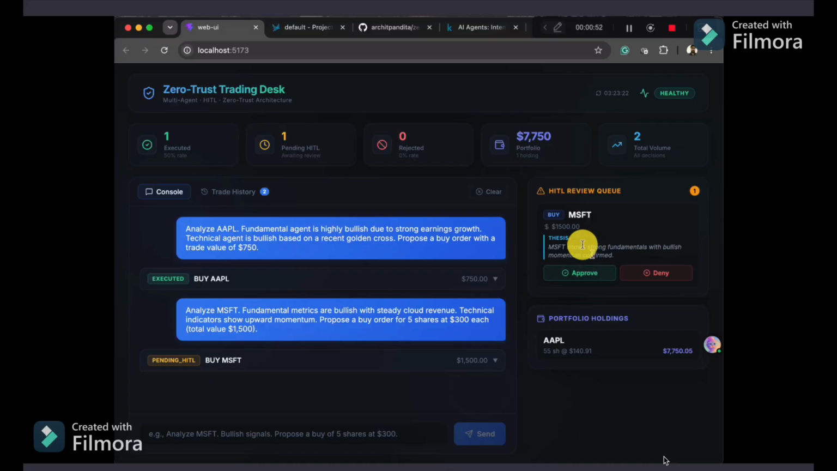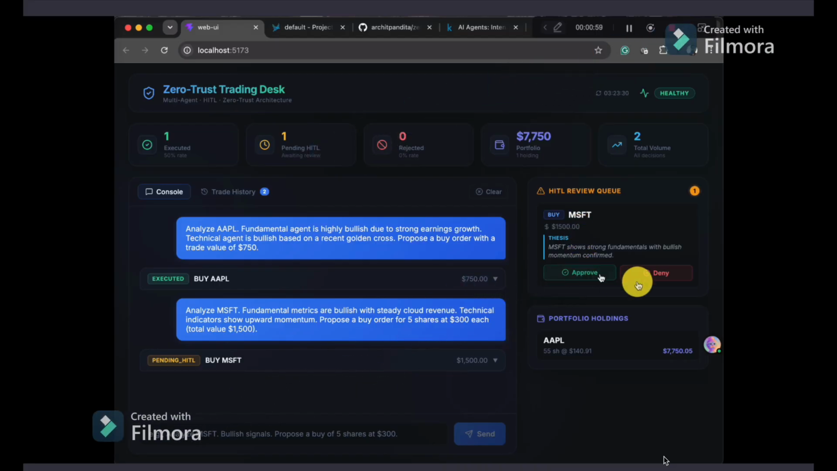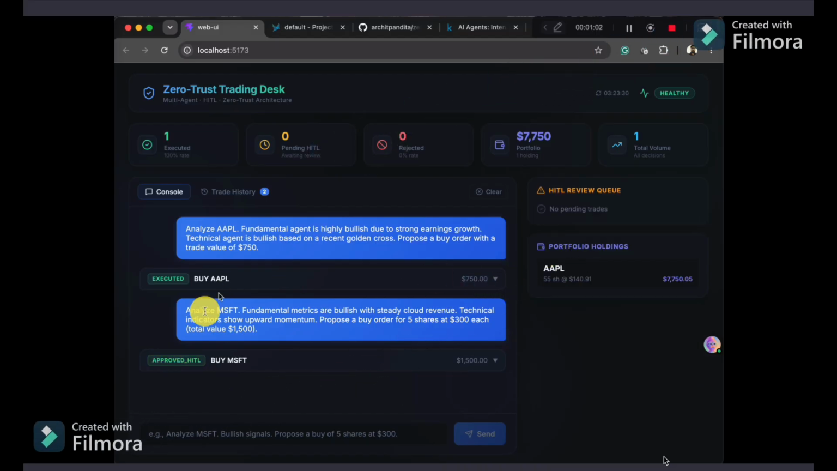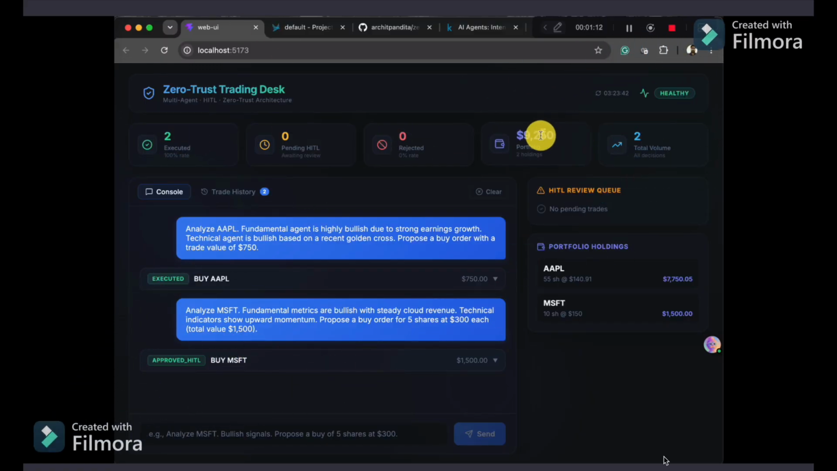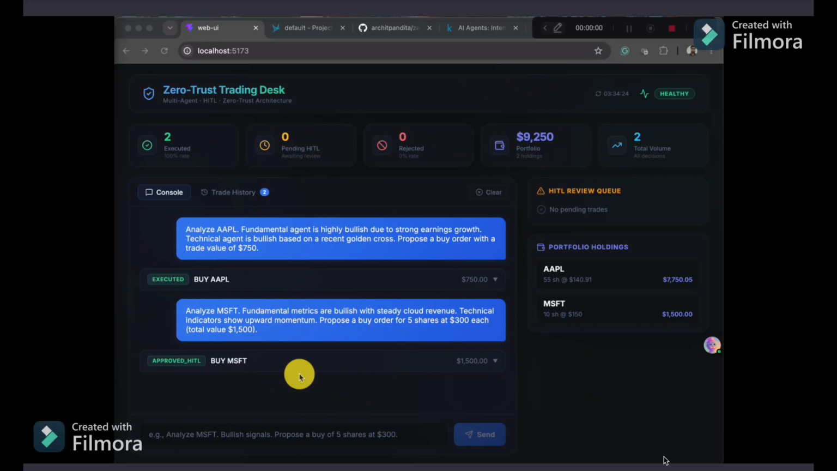So we got the Microsoft share approval. This is the human in the loop. A person has to approve or deny it. Once they approve, the order gets approved and it is executed. Now you see the count of executed orders has increased to 2, and the total portfolio size also increased. Okay. Now let's look at the third scenario.